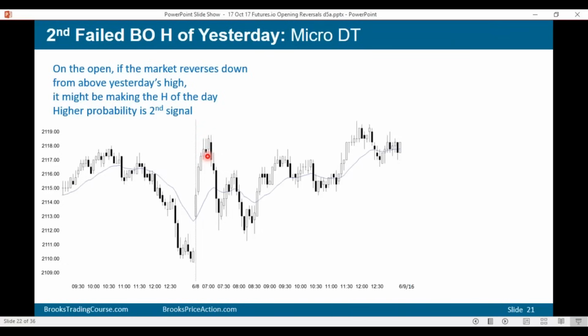And selling below this bull bar or below that bear bar is a second entry for a failed breakout above yesterday's high. Remember, no matter how strong a rally is on the open, there's a 50% chance it's going to fail. When the rally is very strong, a lot of traders will not sell the first reversal. They'll wait for a second reversal. So first entry is below this bear bar. We went to a new high. Second entry below that bull bar or below this bear bar.